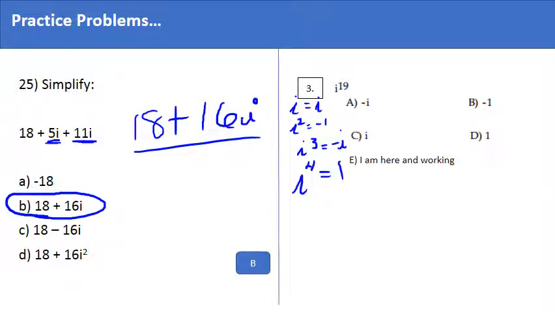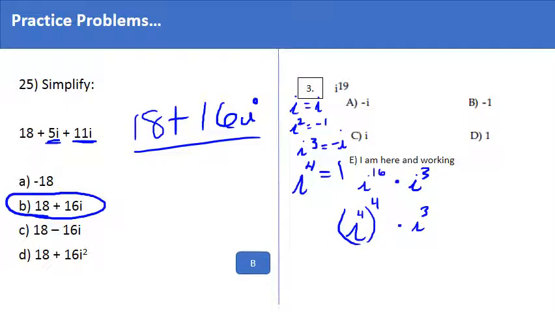Okay, so i to the 19th. We're going to figure out how many times 4 goes into 19. So we're going to get our handy dandy calculators. We're going to take 19 divided by 4, and you get 4.75. So that means I have i to the 4th raised to the 4th power. Now what is that? 16. So that gives me i to the 16. How many was left over? 3. So I have i to the 4th raised to the 4th power, because 4 times 4 gives you that 16, times i to the 3rd.